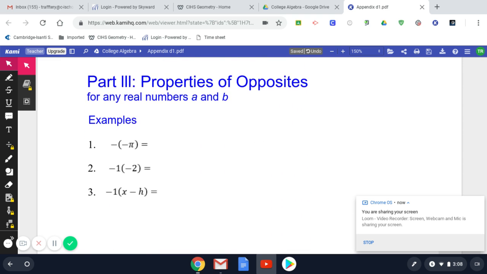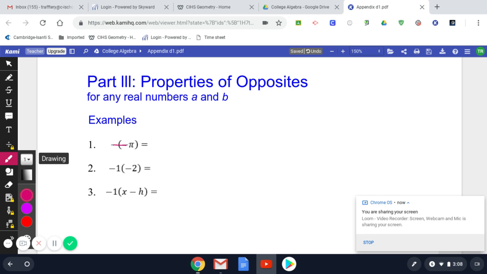If we just want to apply these properties of opposites, you can see that the two negatives are going to make a positive, and so this answer should just be pi. Here we have negative 1 times negative 2, again, should be positive 2. Two negatives make a positive. Here we're taking the opposite of x minus h. So if we distribute it, we have negative x plus h, which is equal to h minus x, which we can just switch them around.